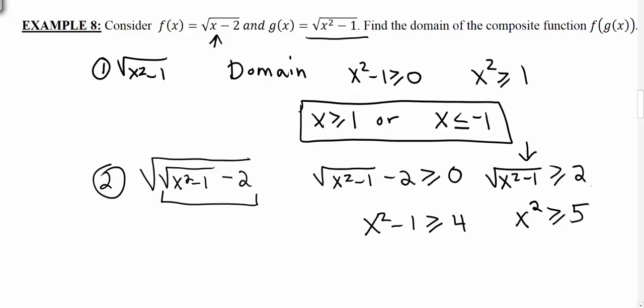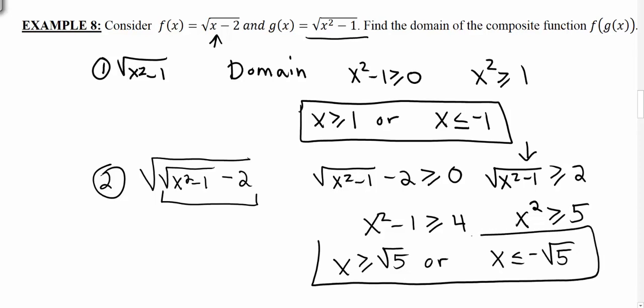So now that I have that, again, I have to consider the cases for x based on the square root. If x squared has to be greater than or equal to 5, then x needs to be greater than or equal to the square root of 5, or x has to be less than or equal to negative square root of 5. So again, we're thinking about a number line and thinking about what's more restrictive. So the more restrictive domain is going to be that x is greater than or equal to the square root of 5, or x is less than or equal to negative square root of 5.